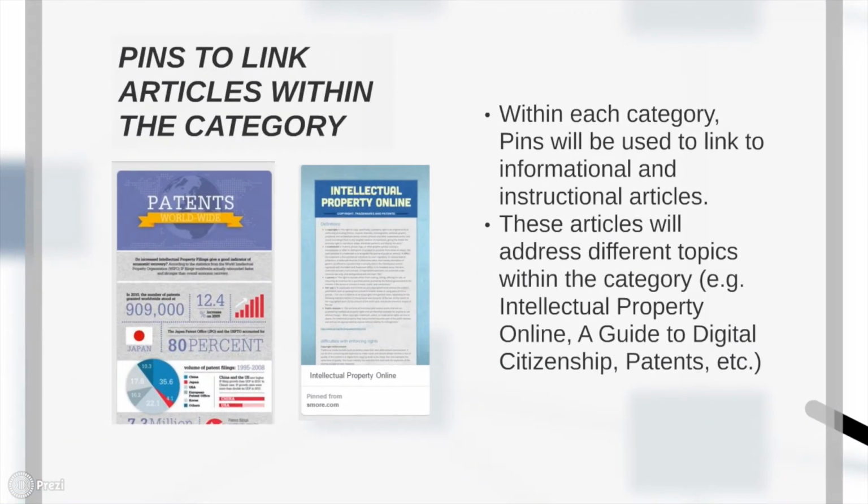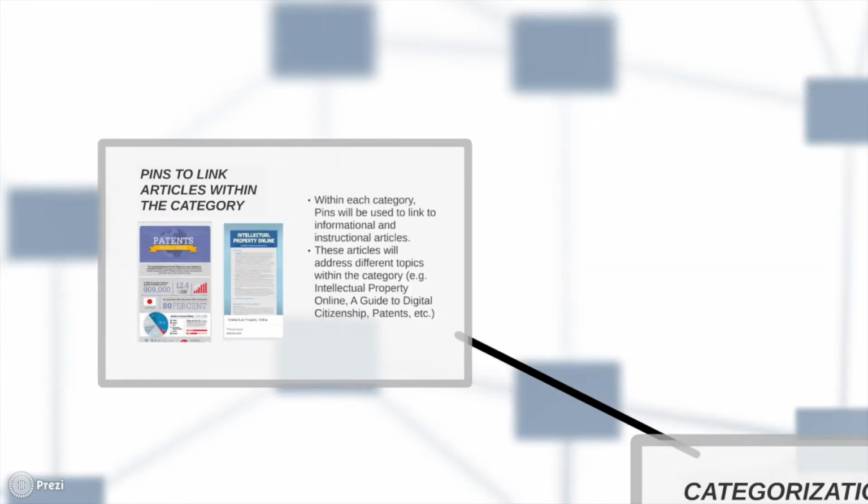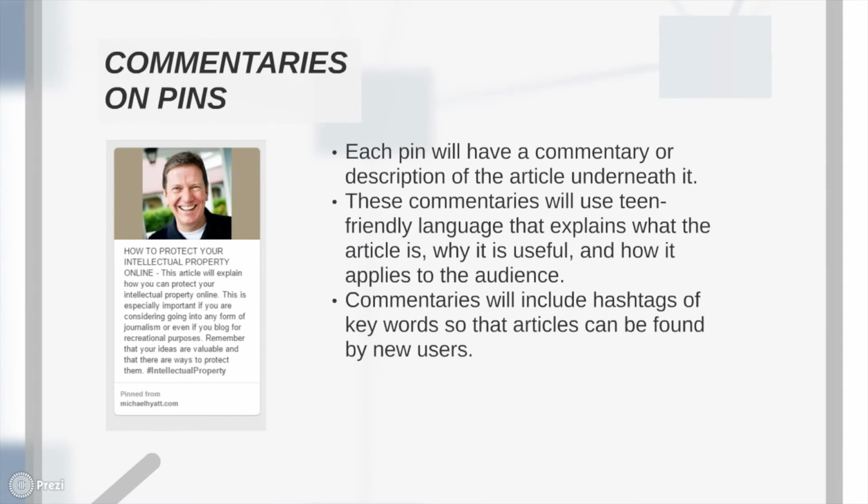Within each category, pins will be used to link informational and instructional articles to the board. These articles will address different topics within the category. For example, within the topic of intellectual property, one might pin an article that gives a general overview of intellectual property and then pin another article about patents. Each of these pins is linked back to the website that hosts the original article.